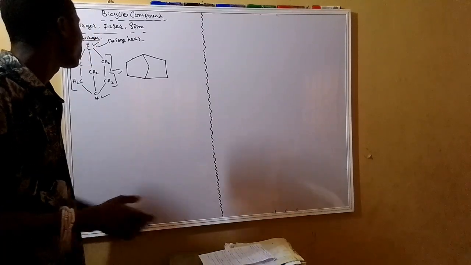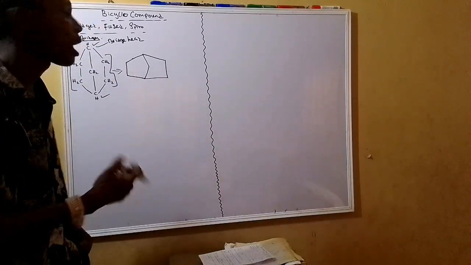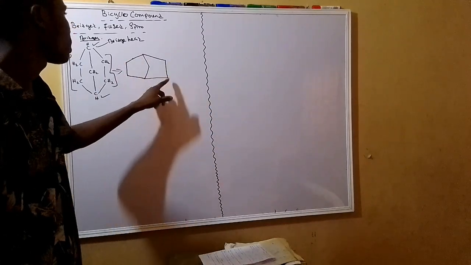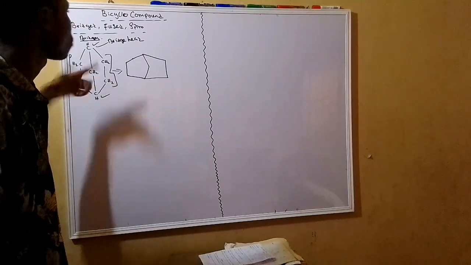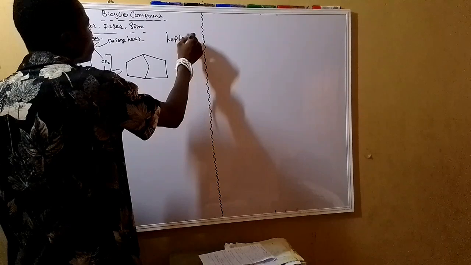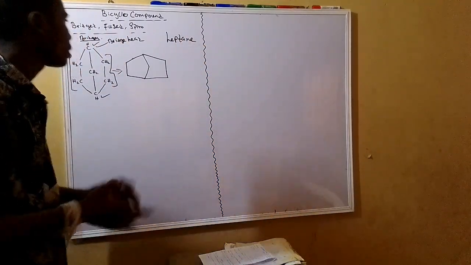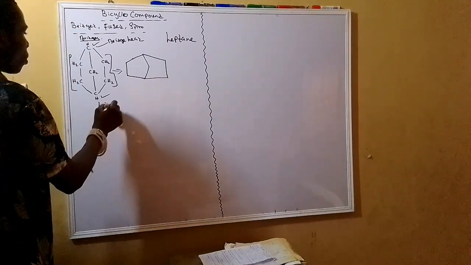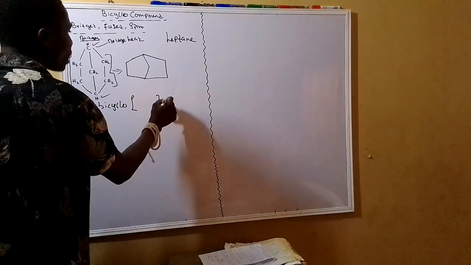Now, how do you name it? Mainly, it is like the normal way of naming an alkane. We count the total number of carbons first and foremost: 1, 2, 3, 4, 5, 6, 7. So we know we have heptane. And we know this is a bicyclo compound. So having a bicyclo, then brackets have to be here.